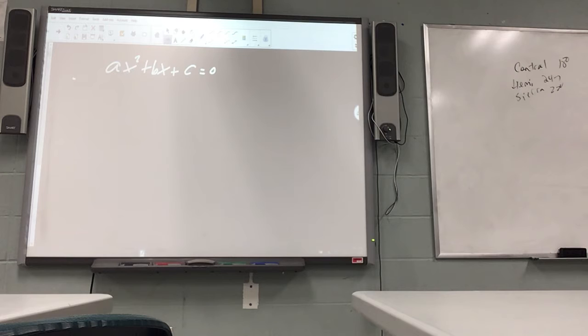There's good times and bad times for all these methods. This is our third. The good time to use square roots is when you don't have a b. Okay? So when we don't have a b, that's when we're going to do what we do today. Alright? So first thing we'll want to do is isolate the x squared, get the letter all by itself.